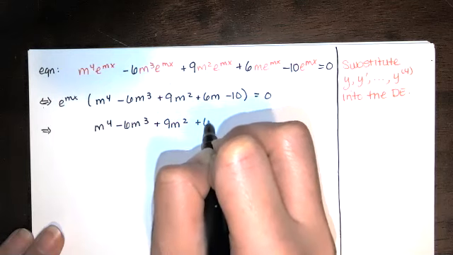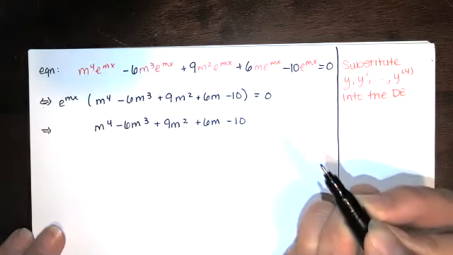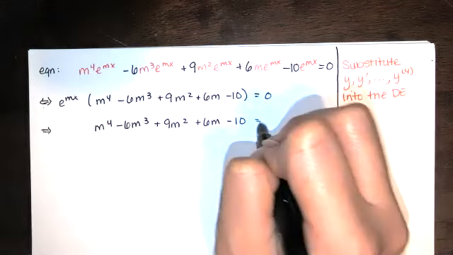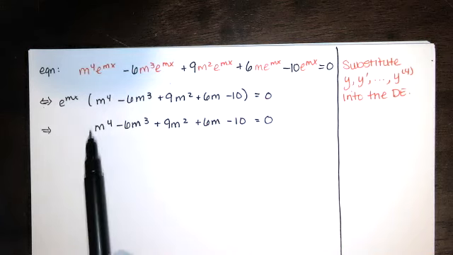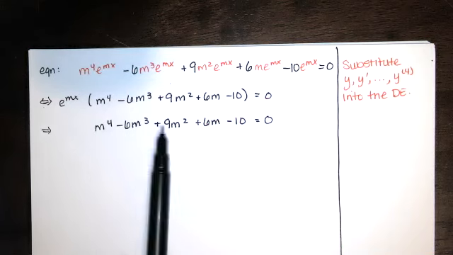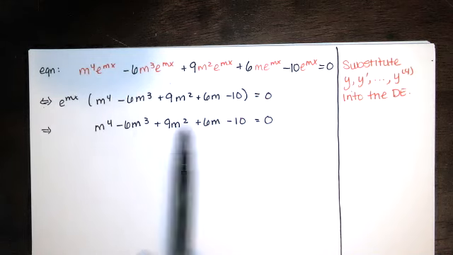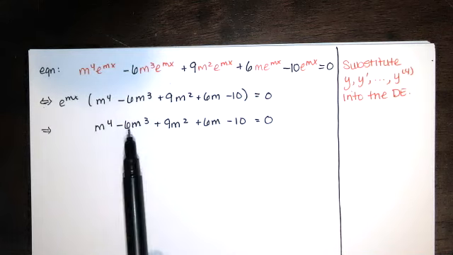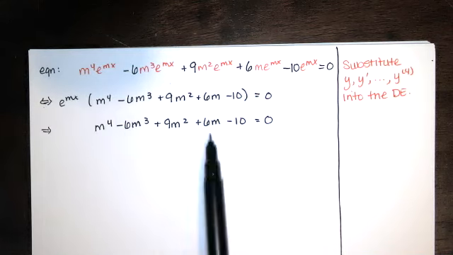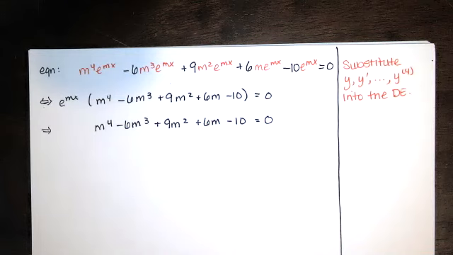Now, if you know how this factors, you can just go ahead and factor it. But it's not obvious to me how this factors. One thing I noticed, though, is that if I just add the coefficients, like this is a 1 plus a 9 is 10. 10 minus 10 is 0. I've got a negative 6 there and a 6 there. Negative 6 plus 6 is 0. If I add the coefficients, I get 0. So that tells me that m equals 1 is actually a solution to this.